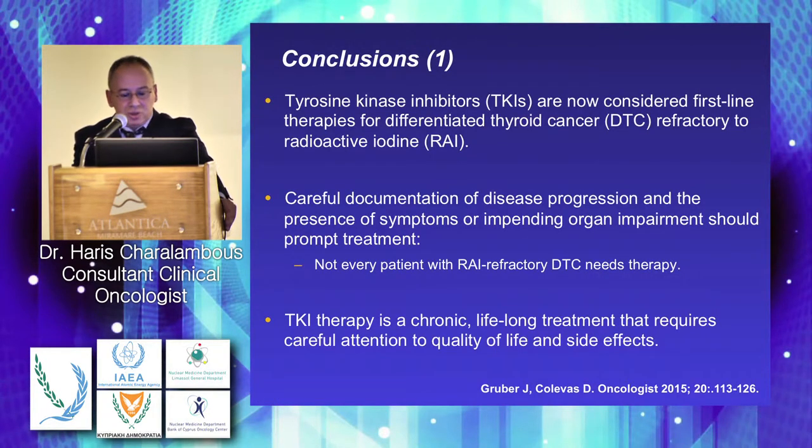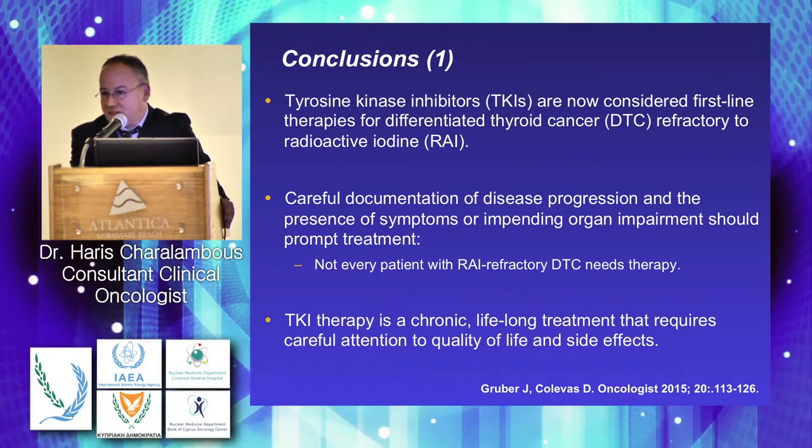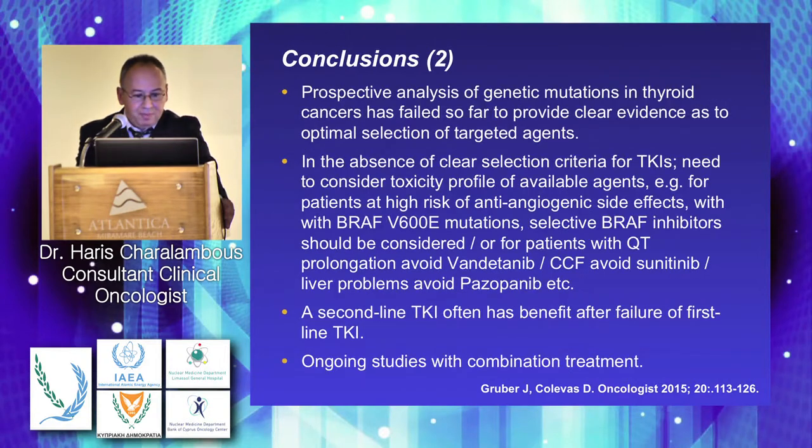Okay, conclusions. I think these agents are now first-line therapies, and sorafenib and lenvatinib. You need to be careful about documenting disease progression before you start them and whether they're symptomatic. There is toxicity to this treatment. We need to do more work on predictive biomarkers. We are just not there. It looked to be very easy, but it is not so far.